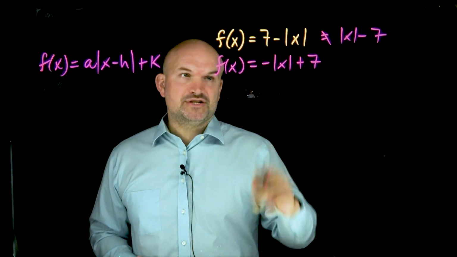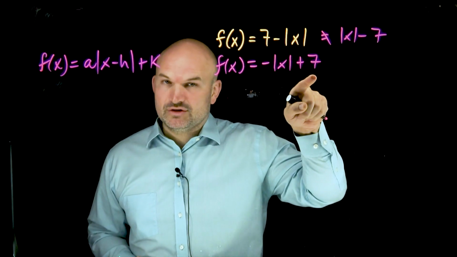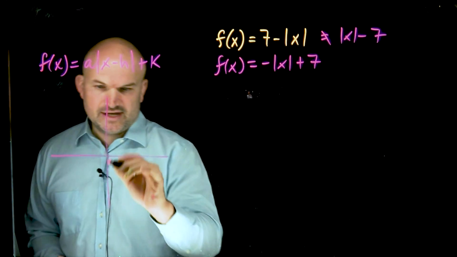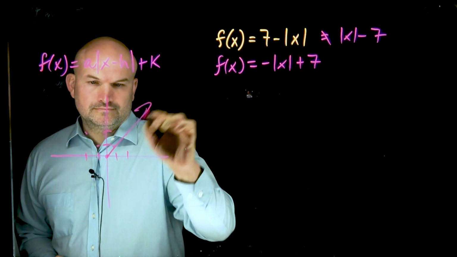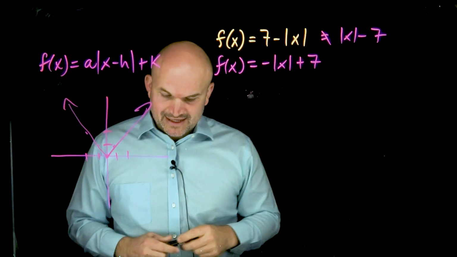Remember your order of operations. We are going to multiply by our x first, and then we're going to be shifting it up 7. So if we know what the graph of the absolute value function looks like, well, this is going to be our parent graph. Now let's go and apply the transformations.